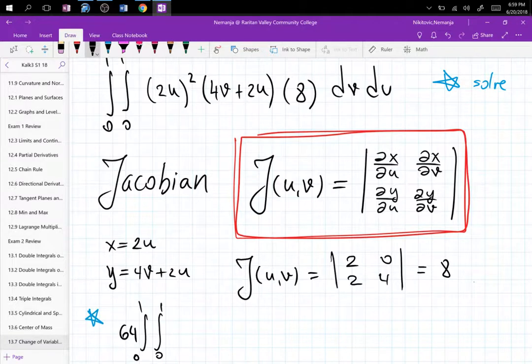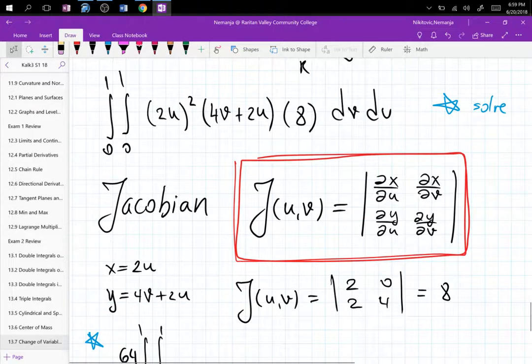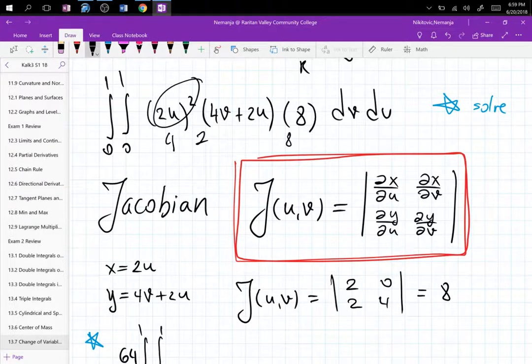Because technically, what you're going to put depends on the picture you have, whether it's going to be a general region or the rectangular region or the polar region. Let's see, 2 squared is 4. I factored out 2 from here, and I have 8. 8 times 2, 2 times 4 is 8, times 8, 64.